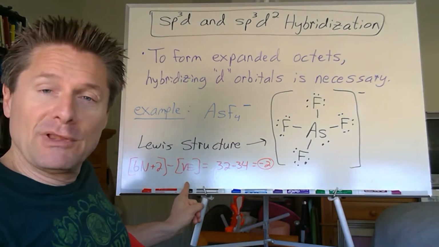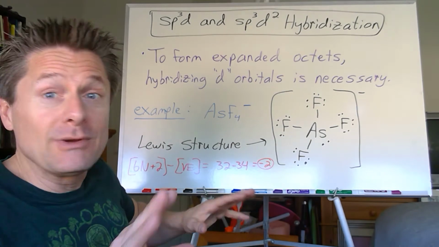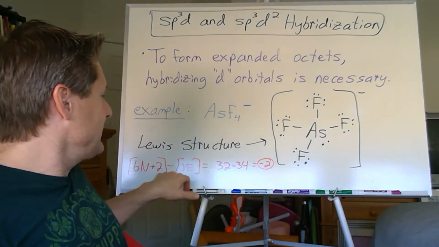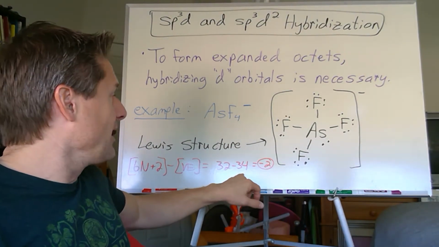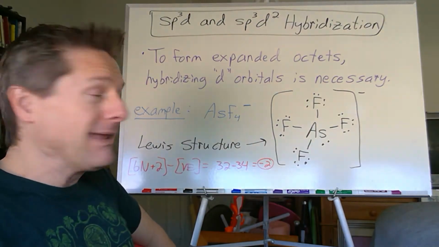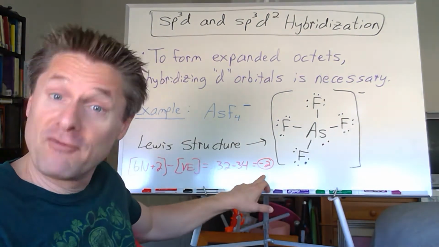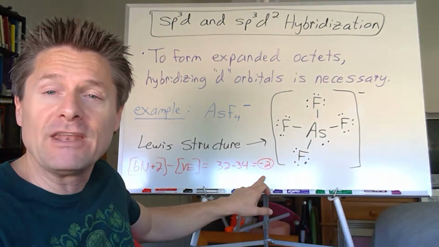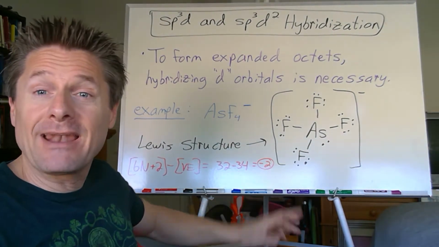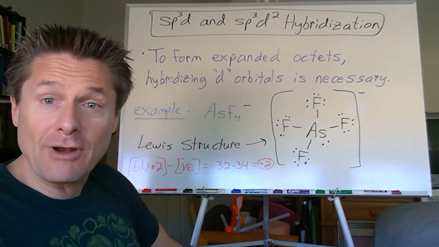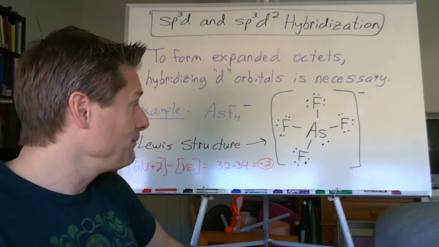If you do the 6n plus 2, and if you can pause it and do it, that'd be a great review. You'll get 6n plus 2 is 32. The number of valence electrons is 34. You end up getting a negative 2. That means, remember from Lewis theory, and if you need to review that, go watch the video on Lewis structures, that's an expanded octet by 2. So we're going to have 10 electrons around the central arsenic atom.